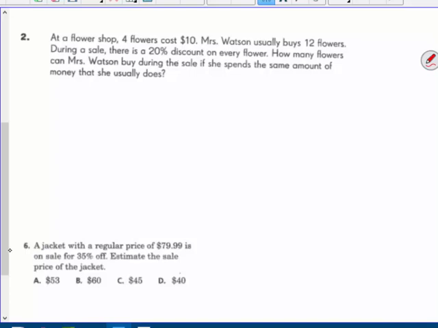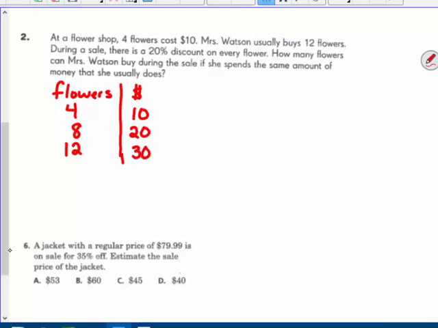Well, 4 flowers, I'm going to make a table here. Flowers and cost. So if she gets 4 flowers, it would cost her $10. But she usually buys 12. So 8 flowers must cost $20. And 12 flowers, that's what she usually buys, must usually cost her $30. So I needed to know what does she usually spend? She usually spends $30. During a sale, there is 20% off every flower.